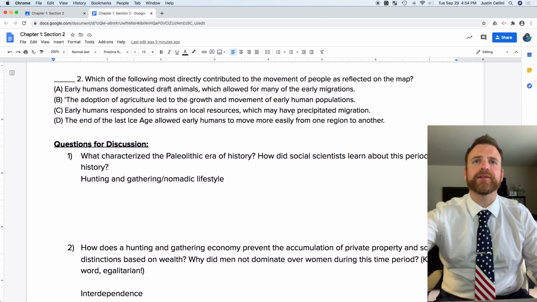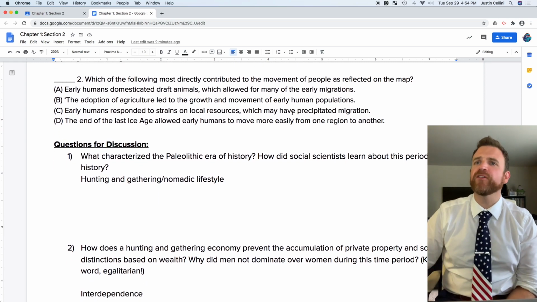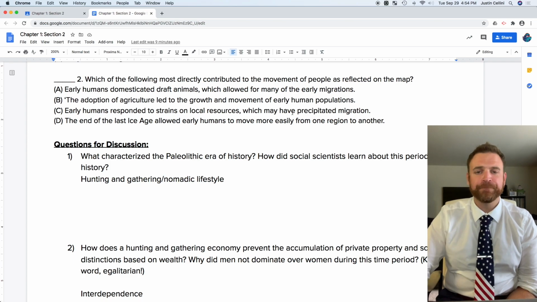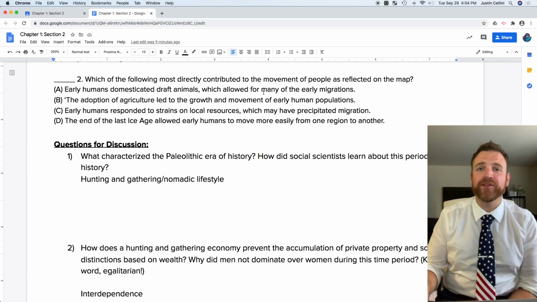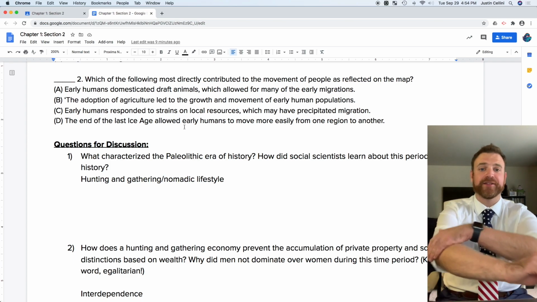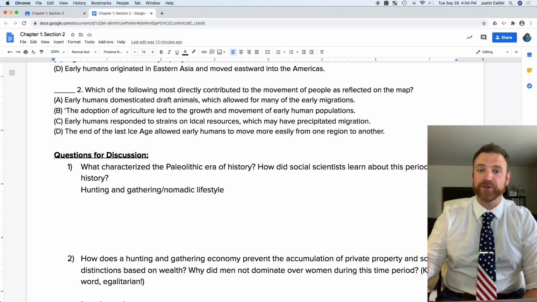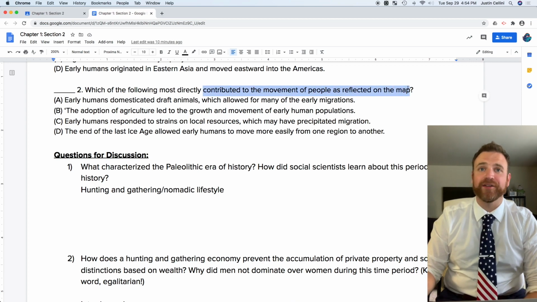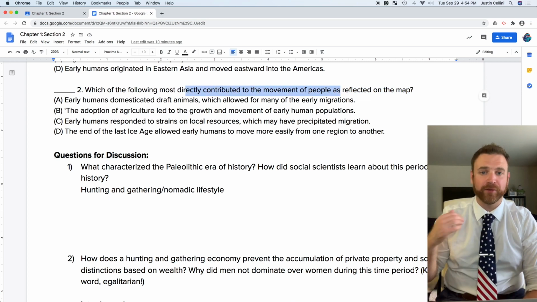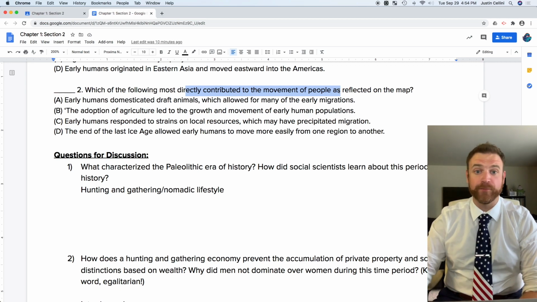Which of the following most directly contributed to the movement of people as reflected on the map? Kind of tough because the map doesn't give us the answer directly, but it's connected to the map, okay? So the map shows human beings migrating over the course of years, all right? So what the question is asking, what caused that to happen? What contributed to the movement of people? Another way to say that is what caused the movement of people.